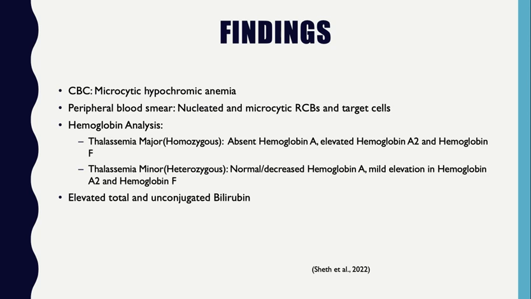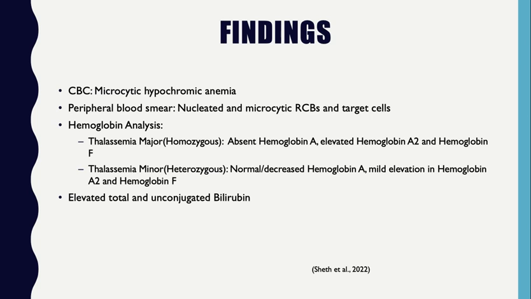Now, what will we see? In that CBC, we're going to see microcytic hypochromic anemia. On that peripheral blood smear, we're going to see nucleated and microcytic red blood cells, as well as target cells. On our hemoglobin analysis, because thalassemia major is homozygous, we're going to see that complete absent hemoglobin A, kind of going back to that diagram that I showed you all earlier. Because there is no hemoglobin A, the body is trying to make up for that by increasing the production of the hemoglobin A2 and the hemoglobin F.